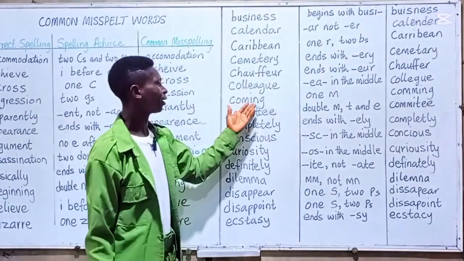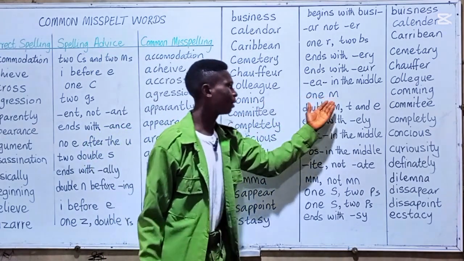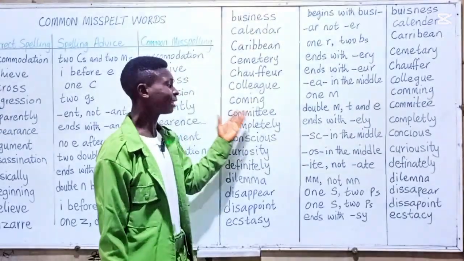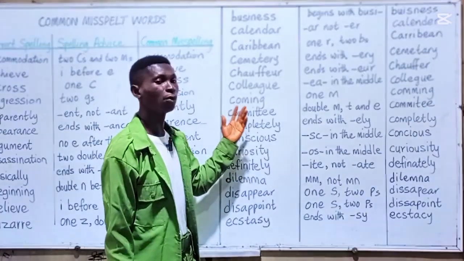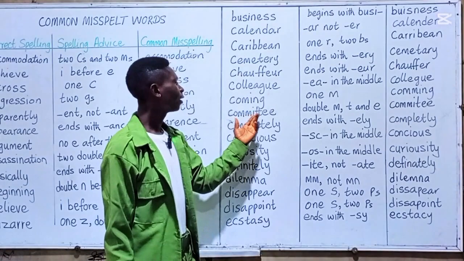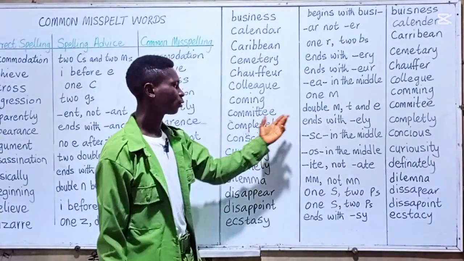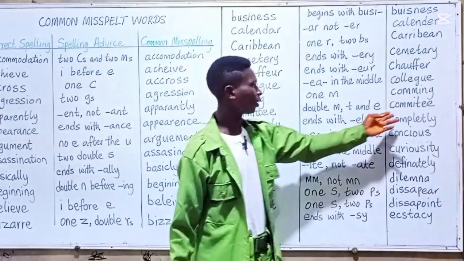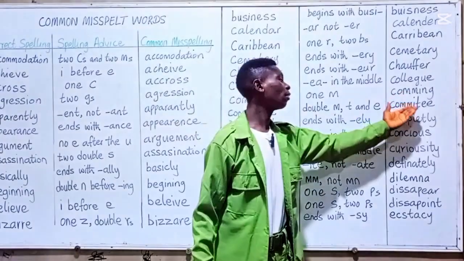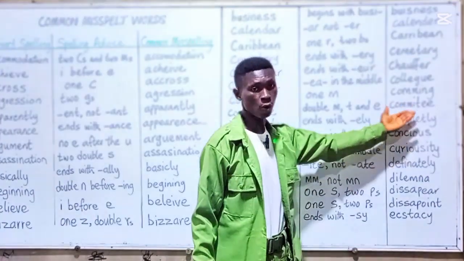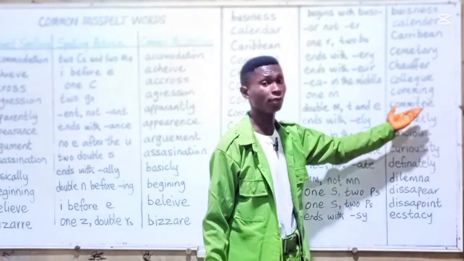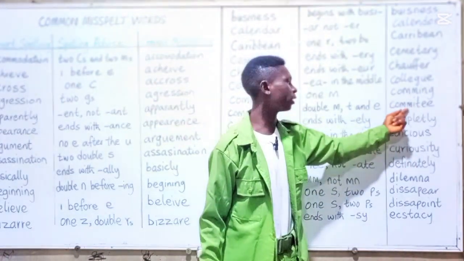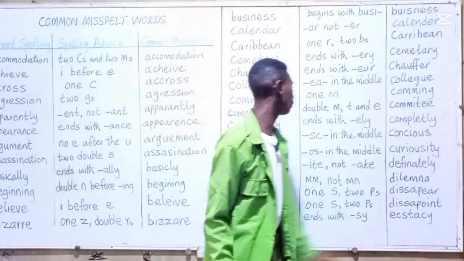Moreover, we have coming. In coming, we have only one M and not this way with two M's. We have committee. The word committee has three double letters: two M's, two T's, and two E's. So ensure you write it with double M, double T, and double E. It is wrong this way. We have several ways of writing this word incorrectly. Something like this is wrong because we have only one T. If you have only one M, it's wrong. If you have only one E, it's wrong.